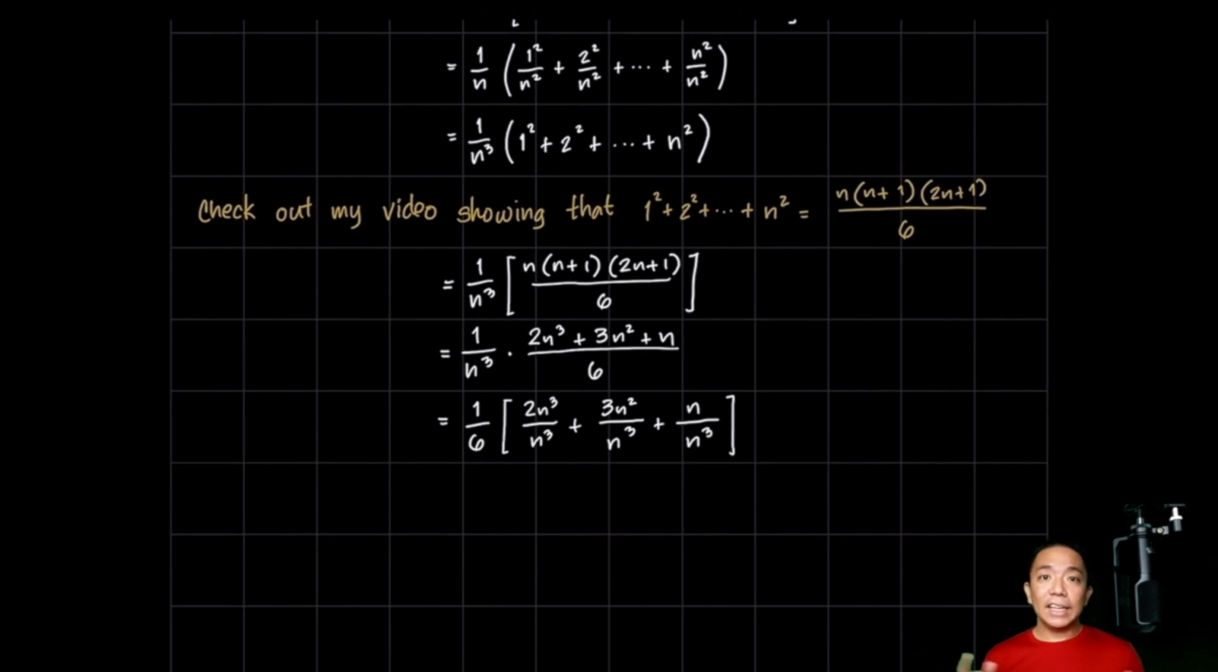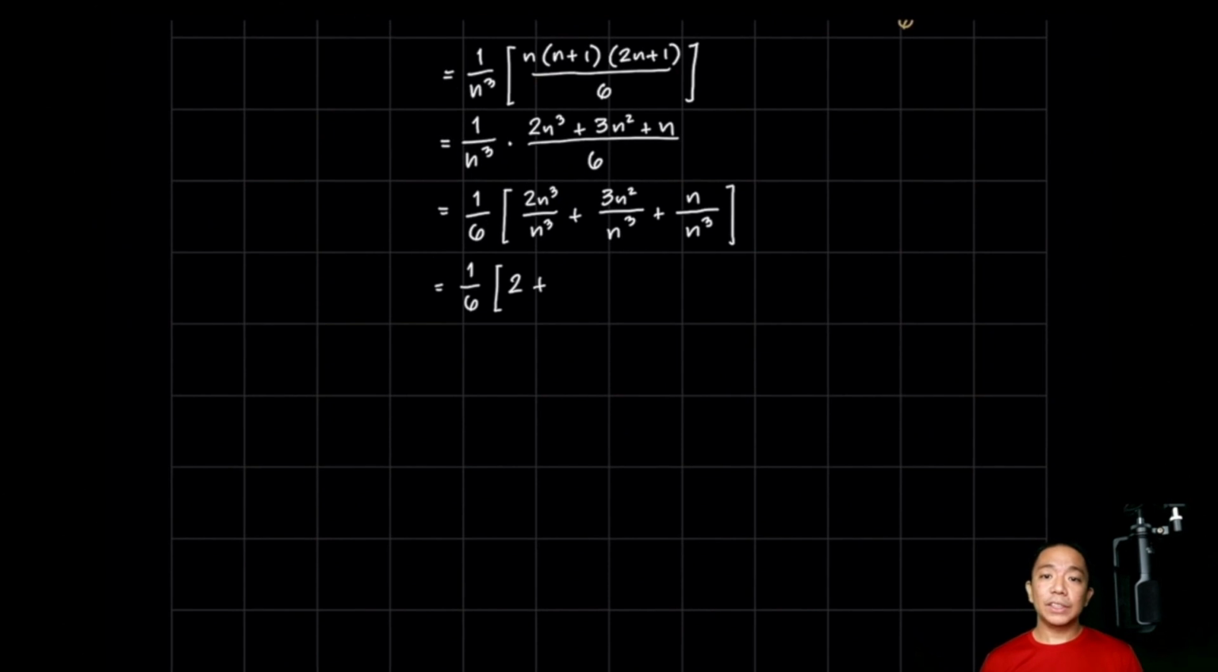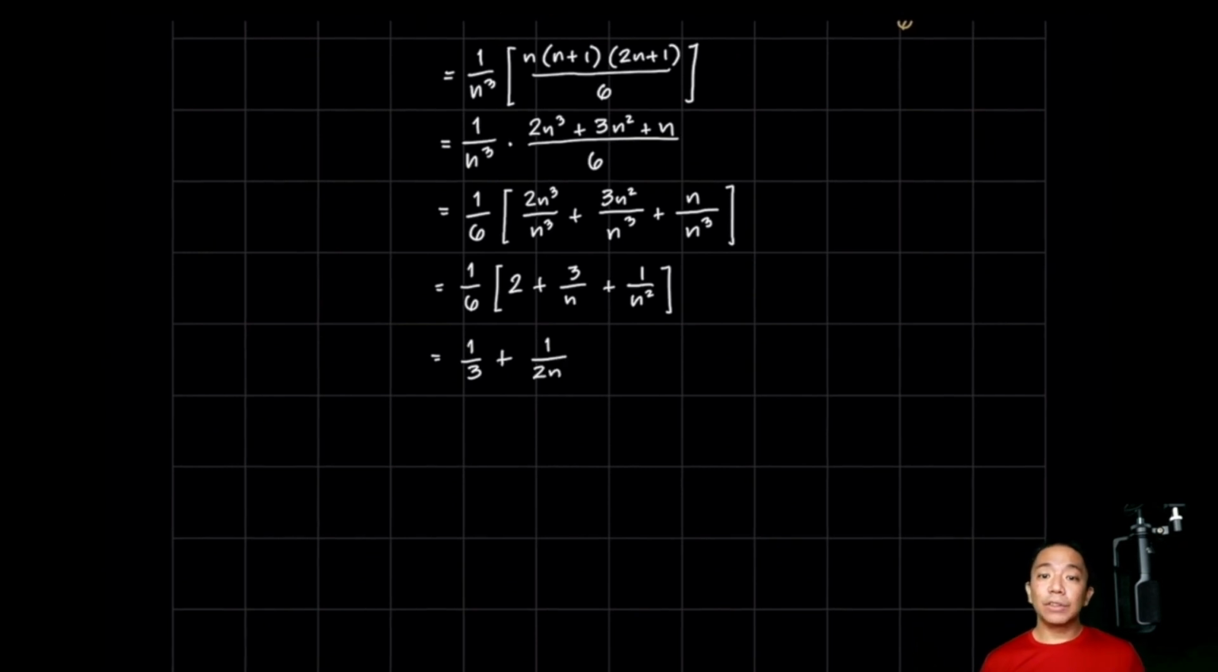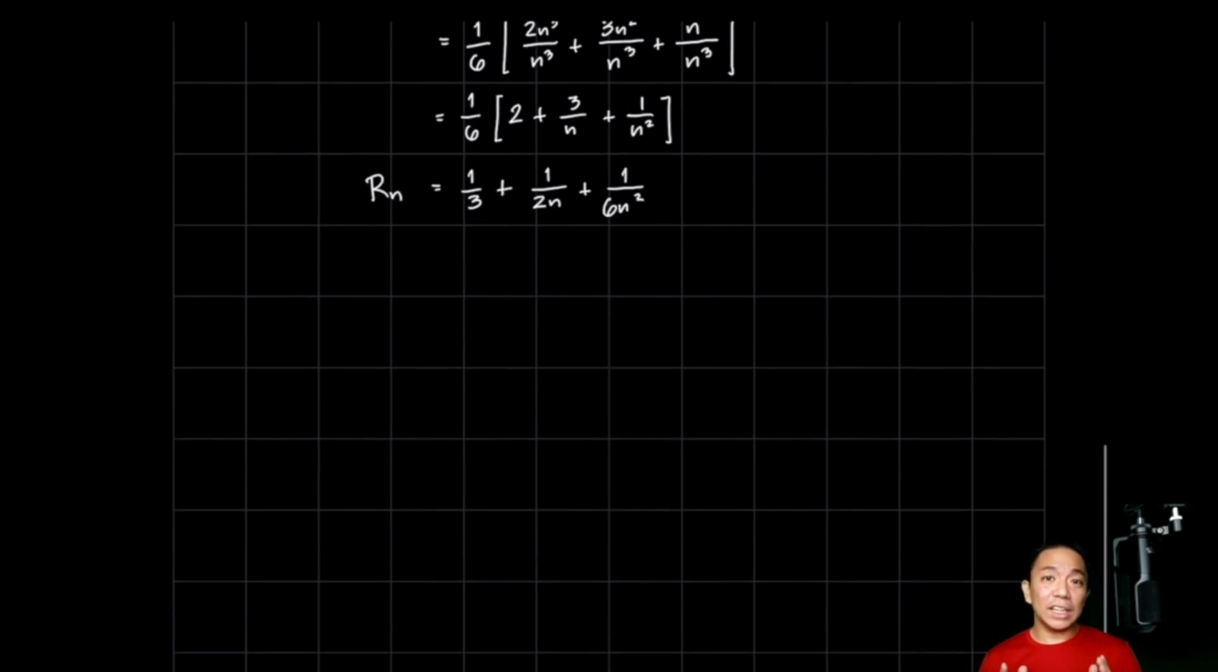Then let's simplify everything dun sa square brackets, we'll get 1 over 6 times 2 plus 3 over n plus 1 over n squared. Distributing yung 1 over 6 sa labas, we'll get 1/3 plus 1 over 2n plus 1 over 6n squared, and this is equal to the Riemann sum. Now, hinahanap natin is yung the definite integral, no? Not just the Riemann sum.